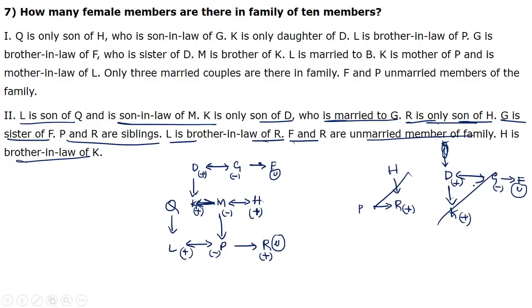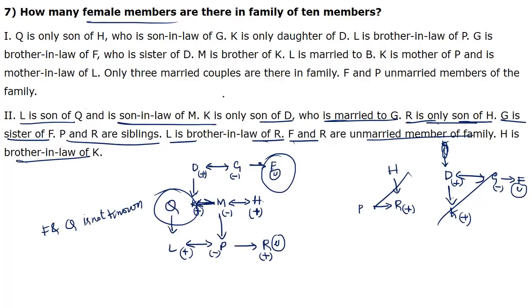So this is all. So see here friends, can we conclude how many female members are there in the family by looking at statement 2? So see here friends, one female member, second female member, third female member. But then we don't know the gender here or here. So therefore the gender of F and Q is not known. They can be male or female persons. So therefore with the help of statement 2, we cannot answer this question.